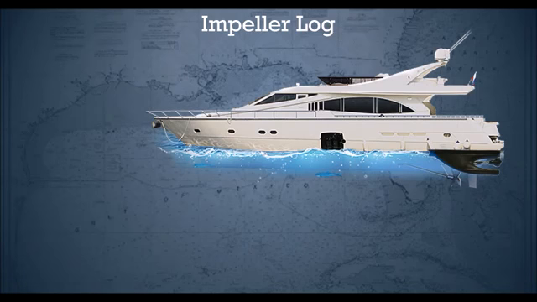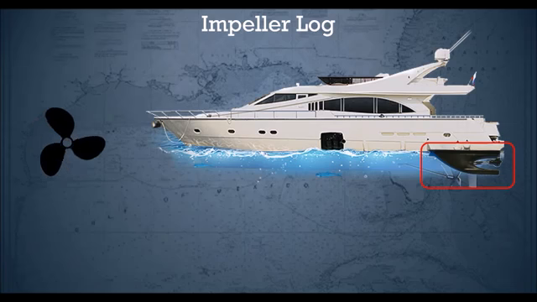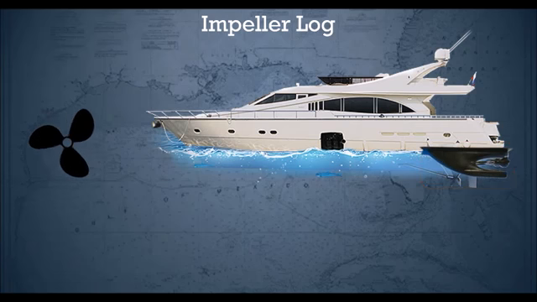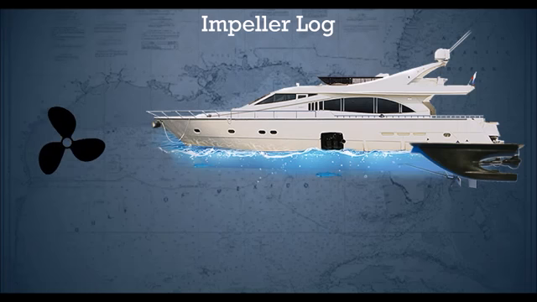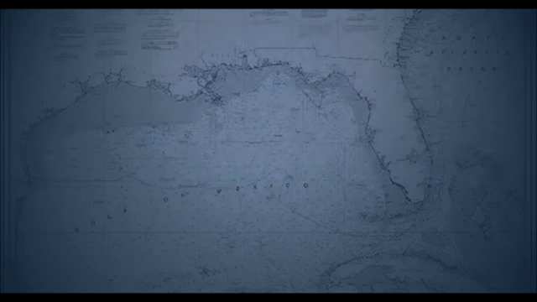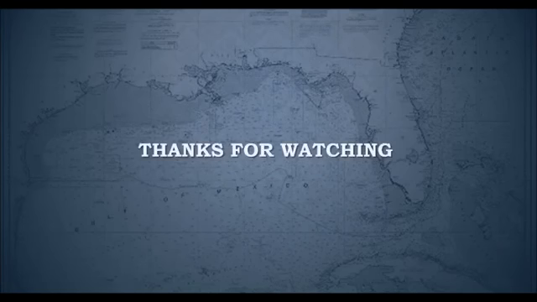Finally, we have the impeller log, which is not very accurate because it basically has an impeller which moves. It's very similar to an anemometer, so due to the rotation you get the speed registered on the bridge. This kind of impeller log is very prone to errors, very inaccurate, prone to getting choked, and regular cleaning is required. It is also very erroneous when going astern.